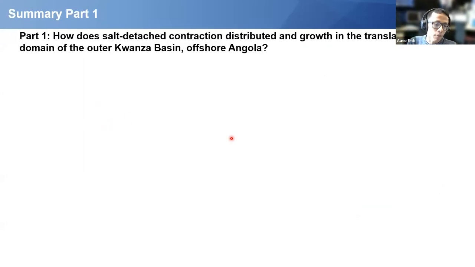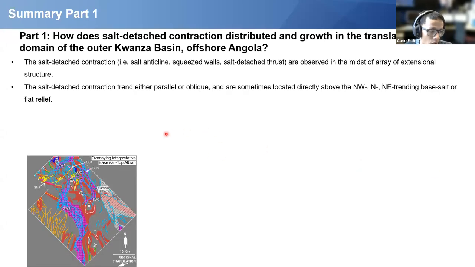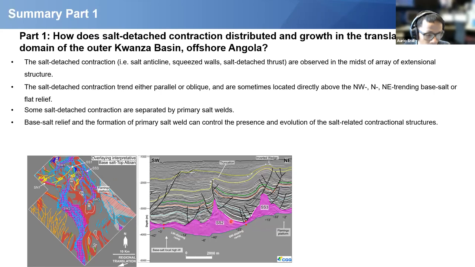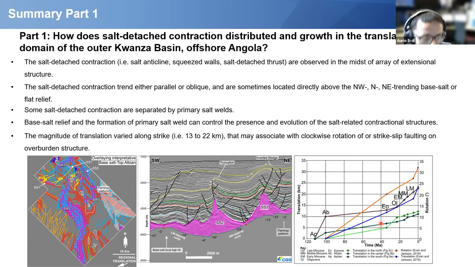So to wrap up the first part, the salt-detached contraction is distributed in the midst of extensional structure. This structure trends either parallel or oblique, and is sometimes above flat relief or directly above northwest, north, or northeast trending basement relief. Some of the structures are separated by primary salt walls, and their initiation and growth are controlled by the interaction of salt that translated across various basement relief as well as the salt walls. And at the end, we also show that the magnitude of translation can vary along strike and might be associated with clockwise rotation or strike-slip faulting on the overburden structure.